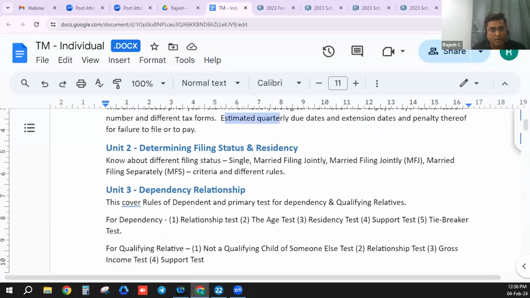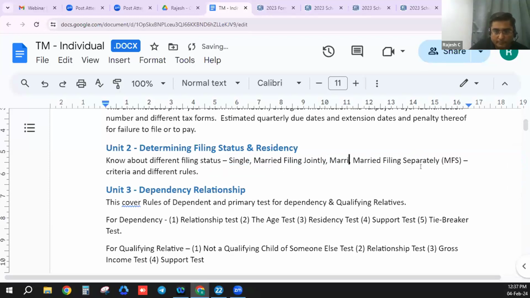And in unit two, you will see the different filing statuses. In the USA, there are different filing statuses, like single, the person who is single. In detail, we will learn the definition of single. Married filing jointly means the person is married and files the return with their spouse. And married filing separately means the persons are married and want to file returns separately, so the filing status converts into married filing separately.